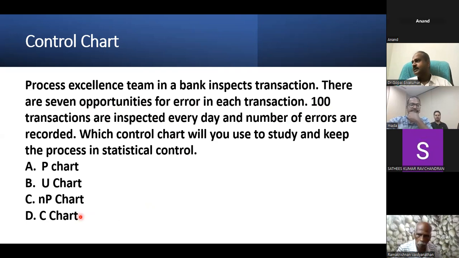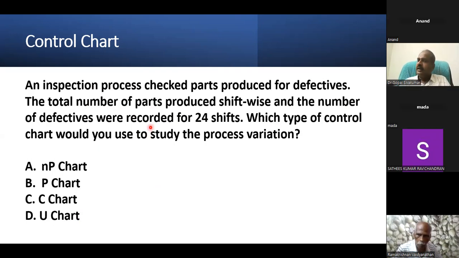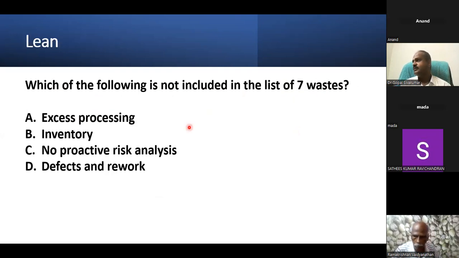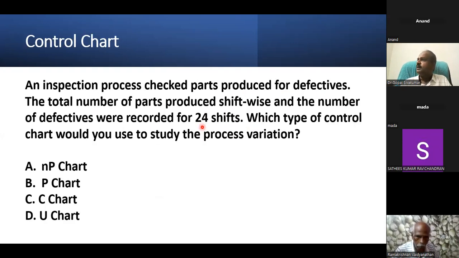All right. Now, the second one. An inspection process checked parts produced for defectives. Now, is the question about defect or defectives? Defectives. That's all. So you don't have to go through the struggle every time. If your client is saying clearly it is a defect, then it is a defect only. No need to worry. The inspection process checked parts produced, and the total number of parts produced shift-wise and the number of defectives were recorded for 24 shifts. Which type of control chart would you use to study the process variation?